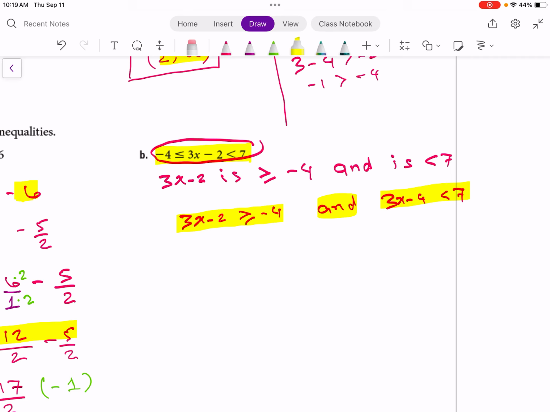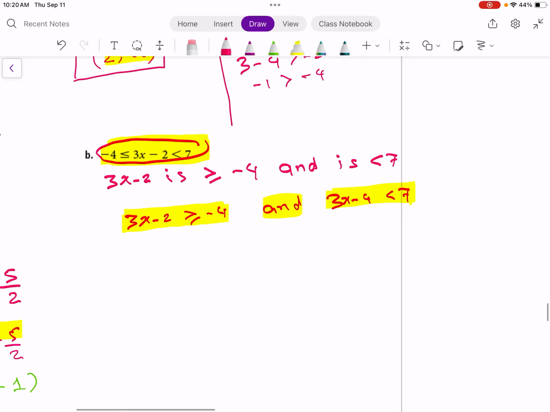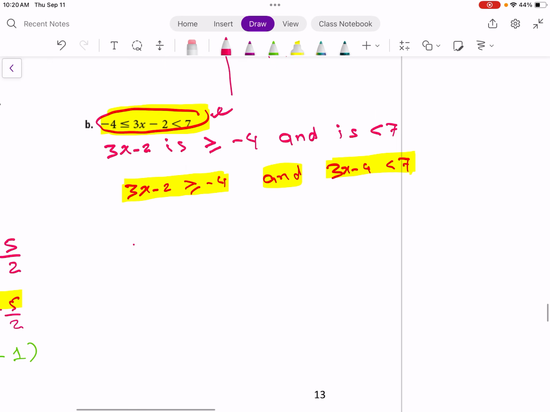All right, so now when you solve, you can solve each of these two inequalities separately, or you can solve this inequality. Now I will show you both here. So let's start from here. So we have 3x minus 2, which is greater than or equal to negative 4 and less than 7. So this is the inequality we have.